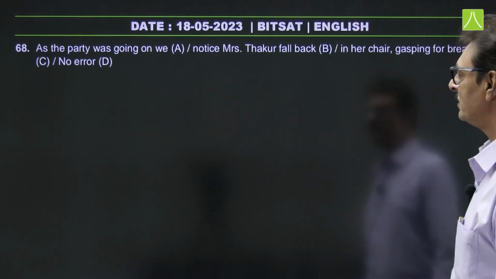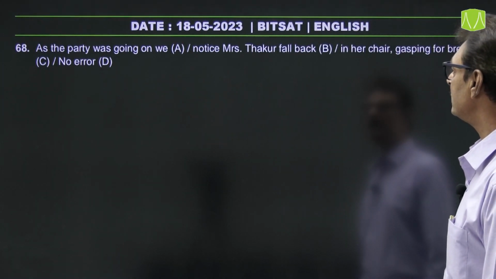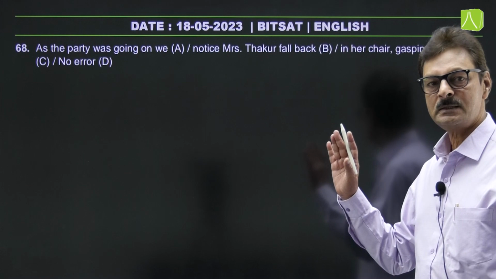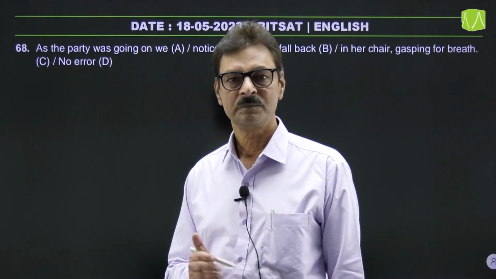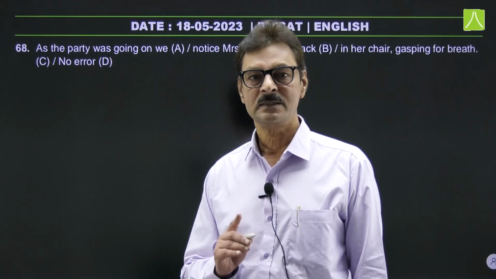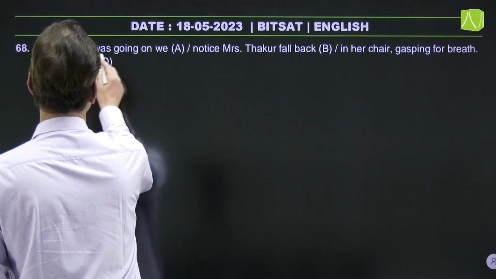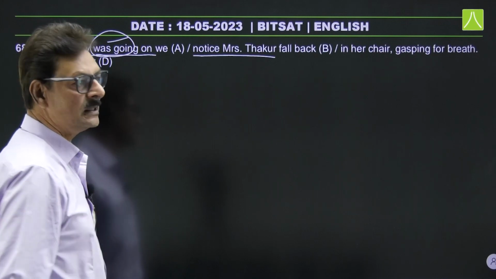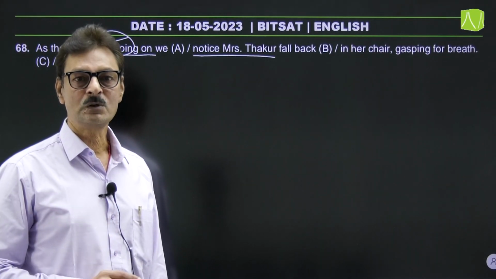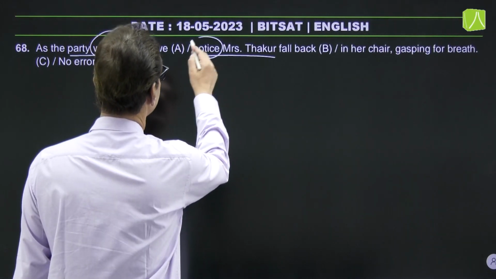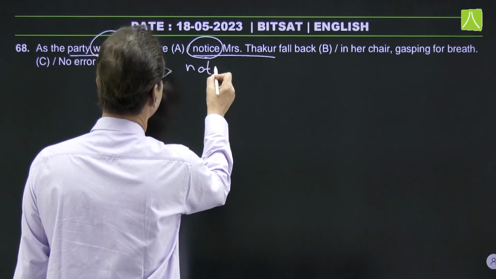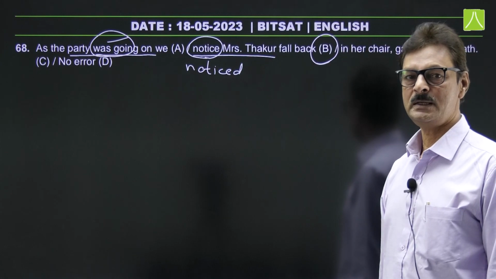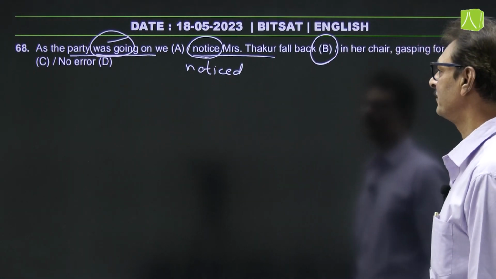Moving on to the next example. As the party was going on, we notice Mrs. Thakur fall back in her chair, gasping for breath. Read the sentence carefully. Where is the error? Yes, one part of this sentence has an error. Let's find out. As the party was going on, we, no error in this. Now, the main clause is in the past tense, so the subordinate clause also should be in the past tense. So, the word notice is incorrect. It should have been we noticed. So, the error is in part B, and B should be the correct option.